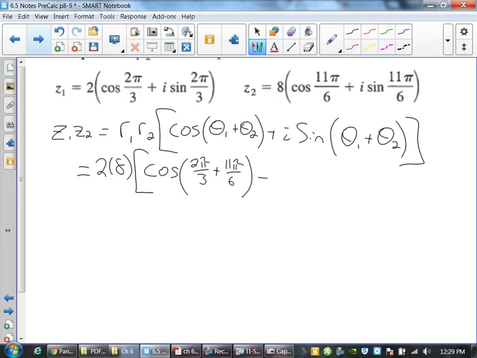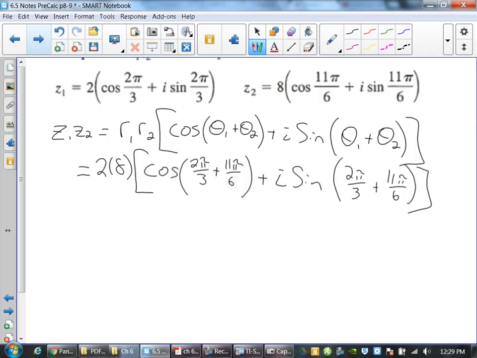And I do the exact same thing with the sine. Again, it looks awful. What's 2 times 8? Wait, I thought it was times, like, no, it's a plus sign. It's a plus sign.